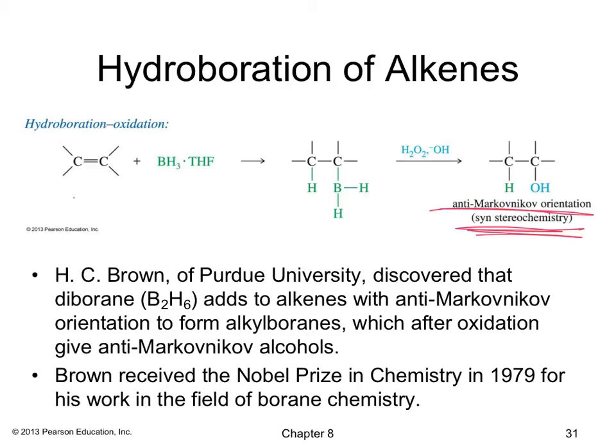So H.C. Brown of Purdue discovered that diboranes add to alkenes in an anti-Markovnikov orientation, forming alkylboranes, which after oxidation give anti-Markovnikov alcohols. He received the Nobel Prize in 1979.